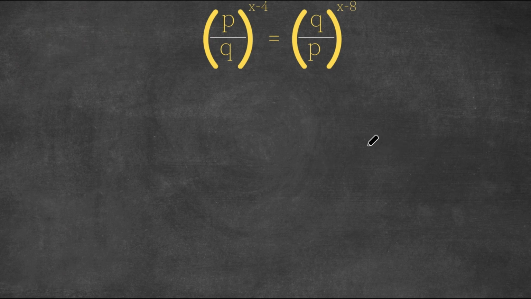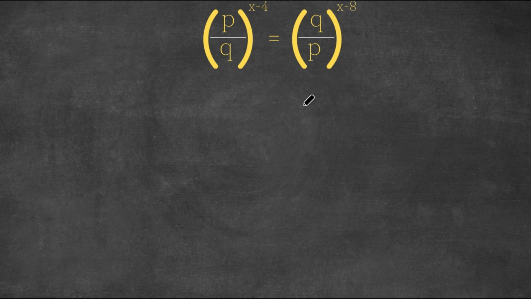In today's video, I'm going to be teaching you guys how to solve this problem. So we have (p/q) to the power of x minus 4 equals (q/p) to the power of x minus 8. And what we want to do is find the value of x.